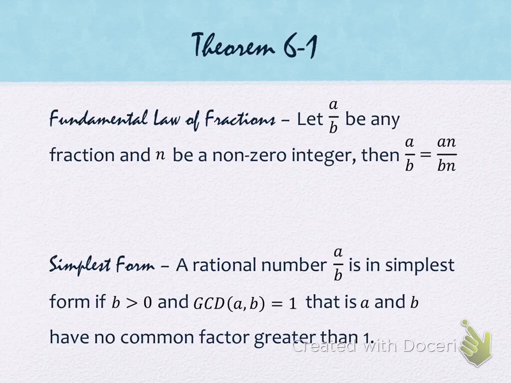Okay? It works in reverse as well. So if you have something that's an over bn, you can also reduce, simplify, cancel out the n's because they match.